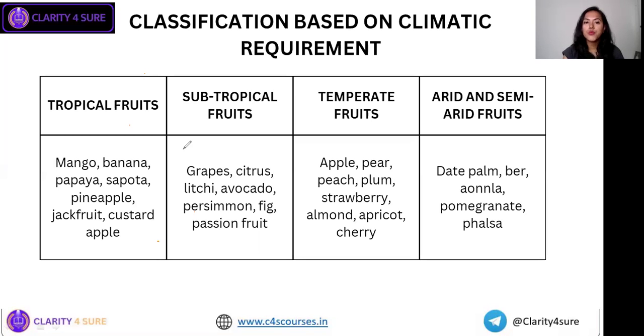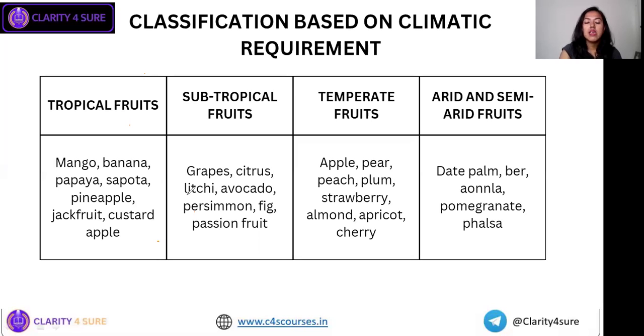What are the examples of subtropical fruits? The grapes, citrus, lychee, avocado, persimmon, fig, passion fruit. Here you see grapes, citrus, and lychee. These are very important subtropical fruits. They are strictly subtropical fruits, although they can be grown in tropical areas as well, but they're majorly subtropical fruits: citrus, grapes, and lychee.